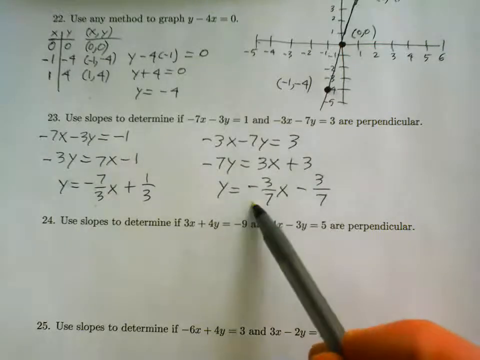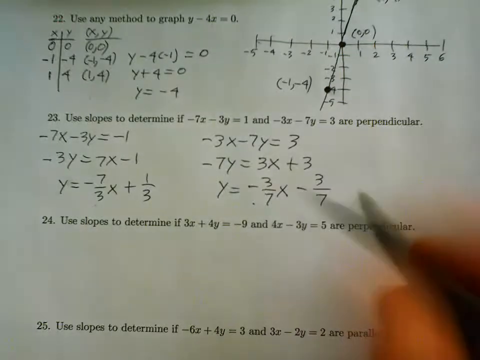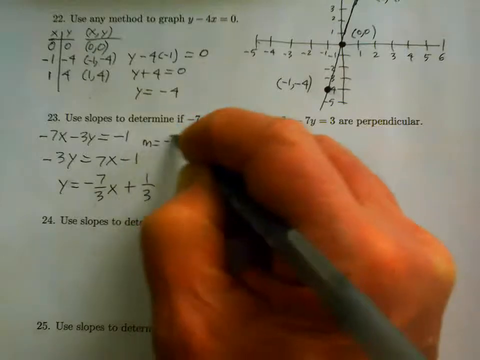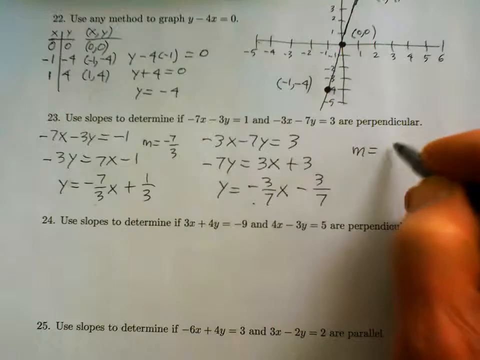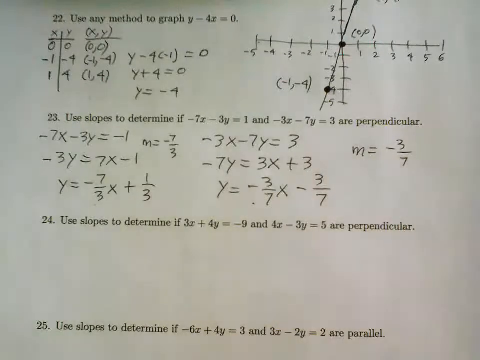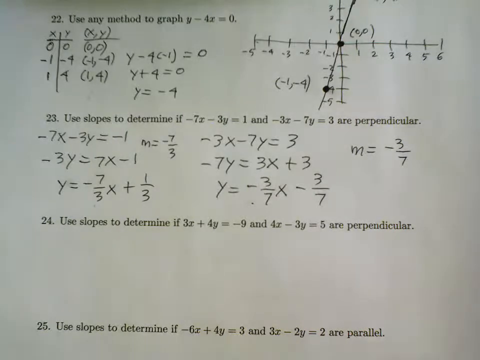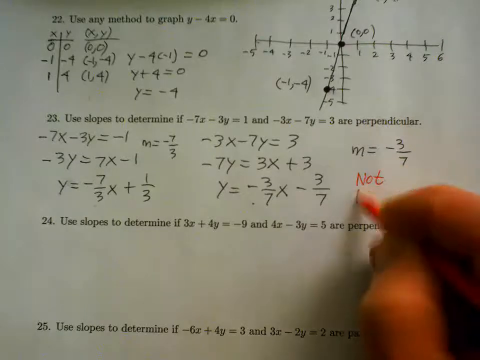The slope of this line is -3/7. So for this line over here, -7/3 is the slope. For this line over here, -3/7 is the slope. So are the lines perpendicular? No. The slopes are reciprocals, but they are not negative reciprocals. So the lines are not perpendicular.